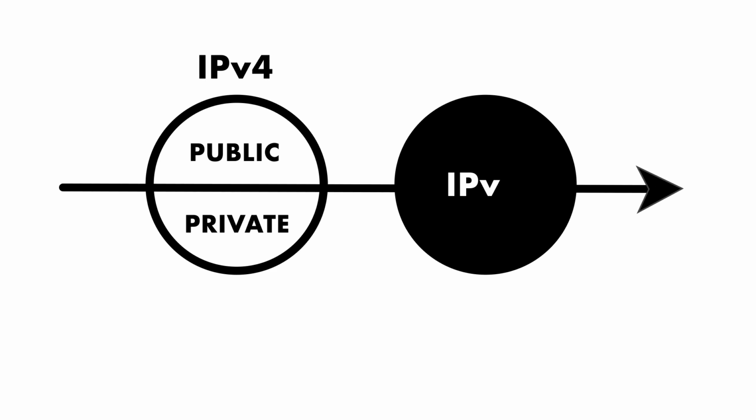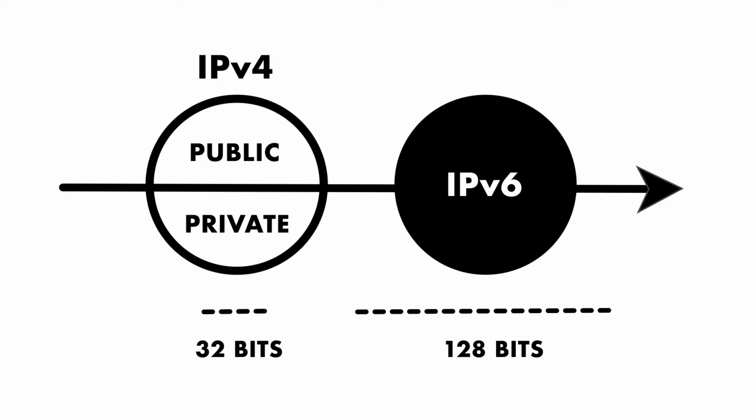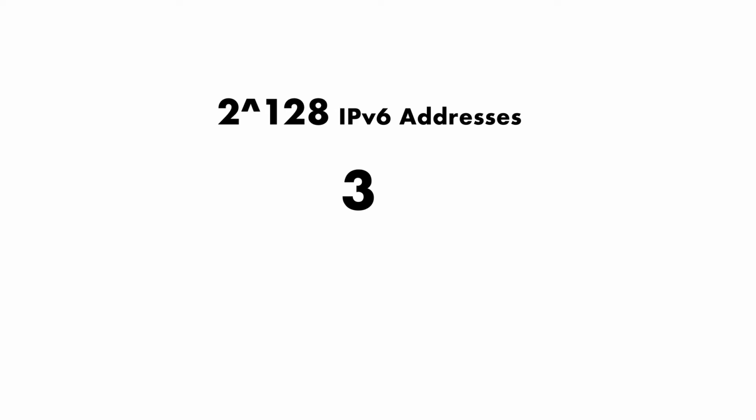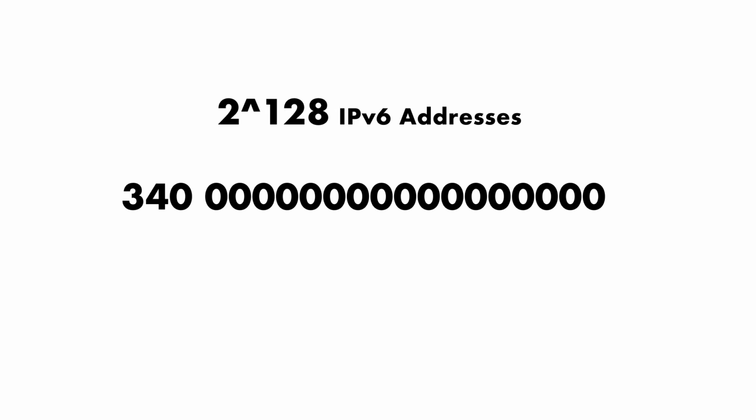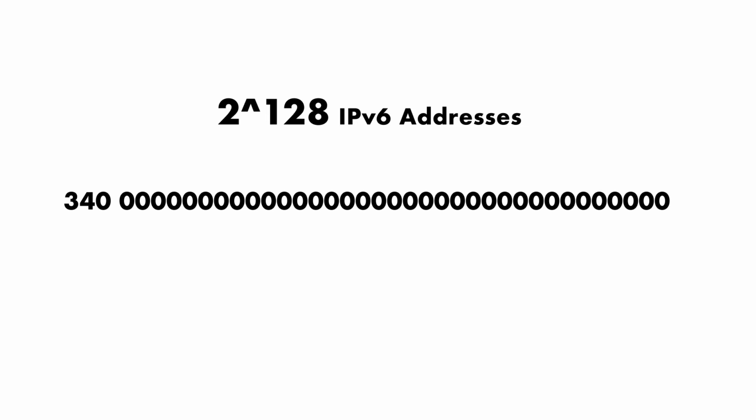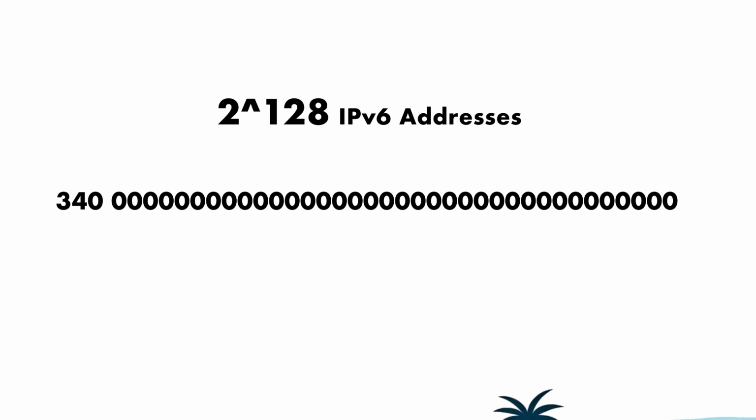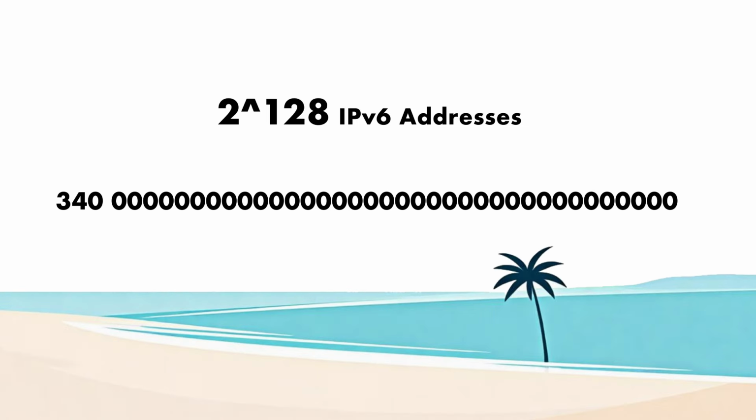Another long-term solution is IPv6. While IPv4 has 32-bit addresses, IPv6 uses 128-bit ones. That means 2 to the power of 128 IPv6 addresses, or roughly 340 undecillion, that is, 340 followed by 36 zeros, enough IPs to assign one to every grain of sand on Earth.